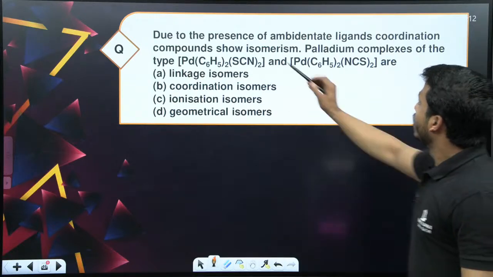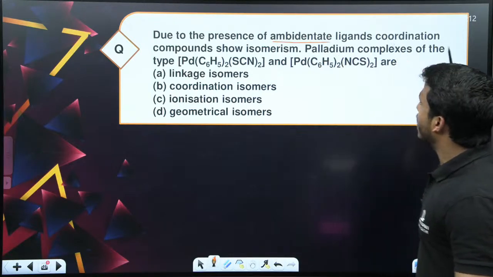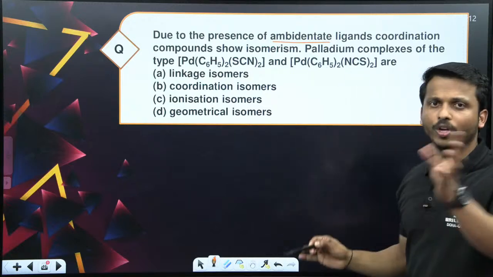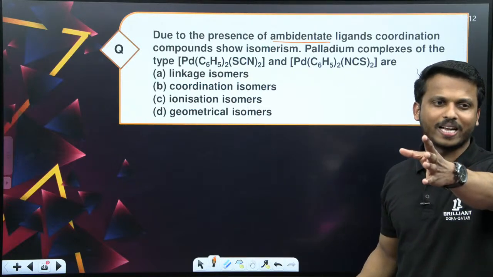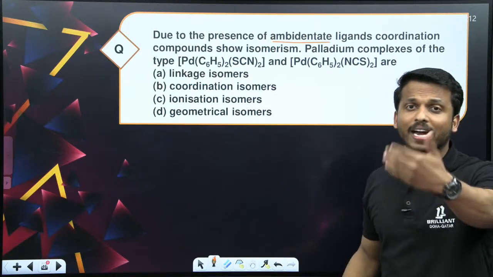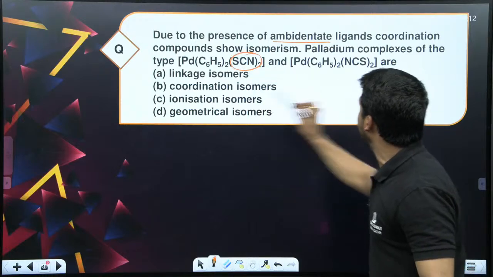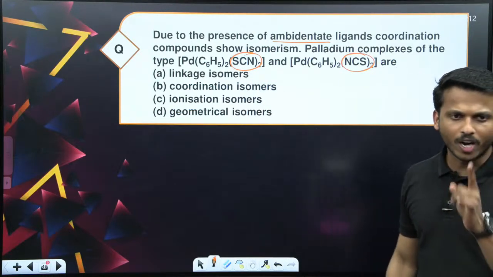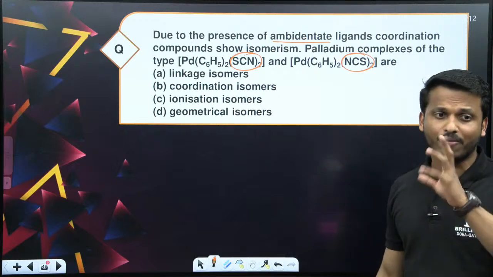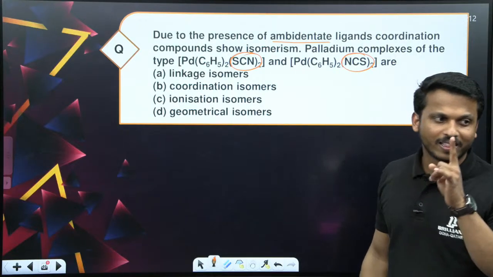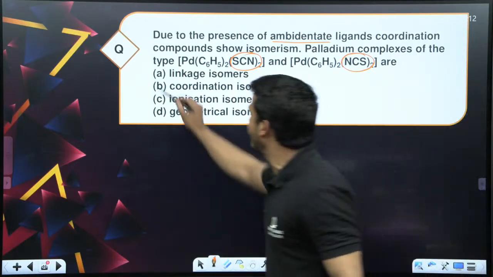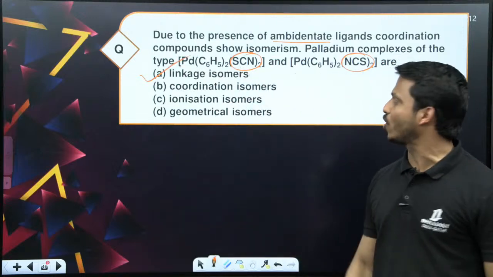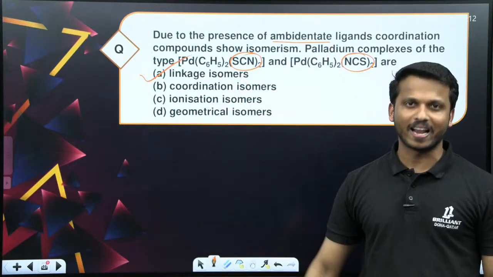Another question. Due to the presence of an ambidentate ligand, which isomerism is it called? Directly you can say the answer. If there is an ambidentate ligand, SCN is there, NCS is there, what type of isomerism does it possess? That is linkage isomerism. Very good. Option A is the correct answer.